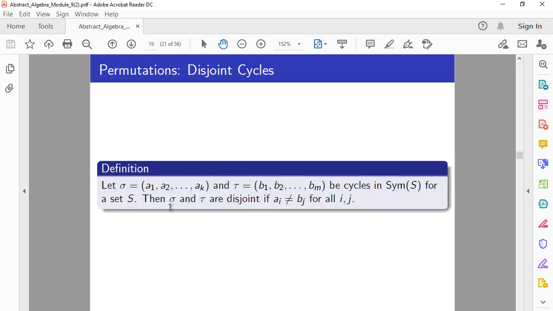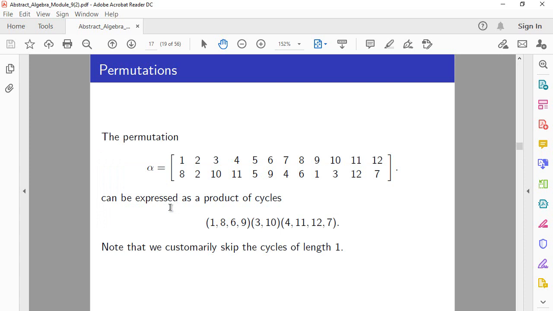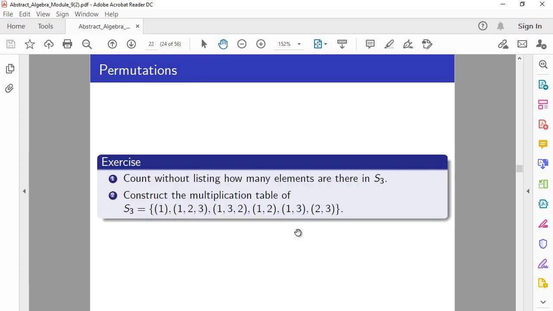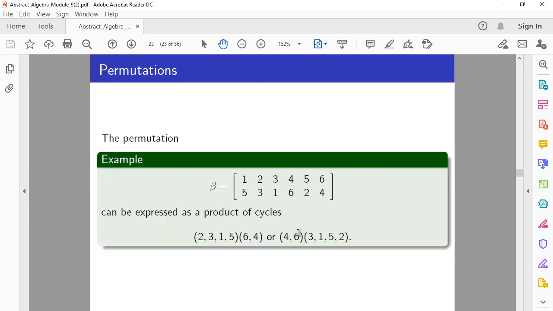Which is what we did in this example. We expressed alpha as a product of disjoint cycles, and the proof of this pretty much follows the way we expressed alpha as cycles. But I want to go over the proof here.